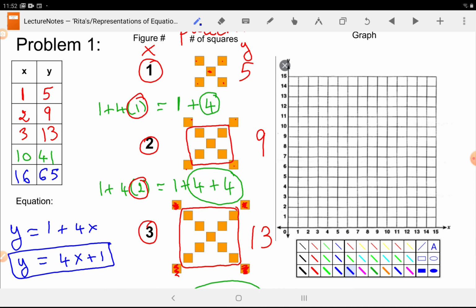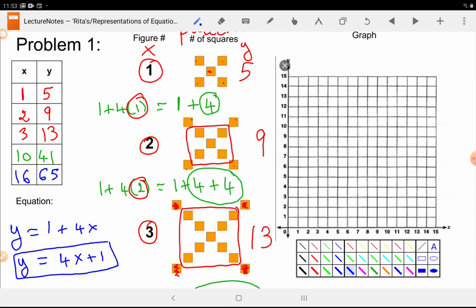All right, with that said, I found the table based on the pattern. I found the equation based on the pattern. Now I'm going to try and plot it. So let me do this again. This is my equation, and let's go ahead and plot it. y equals 4x plus 1.